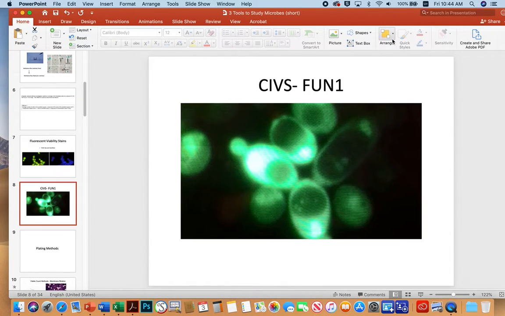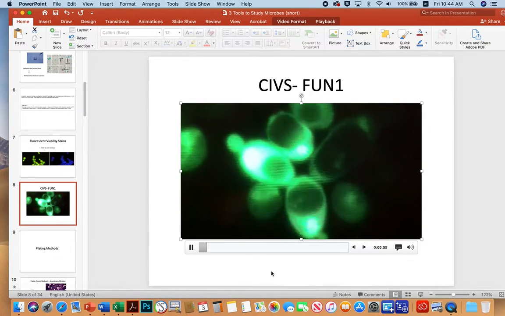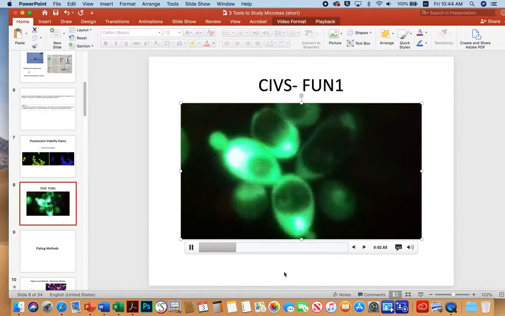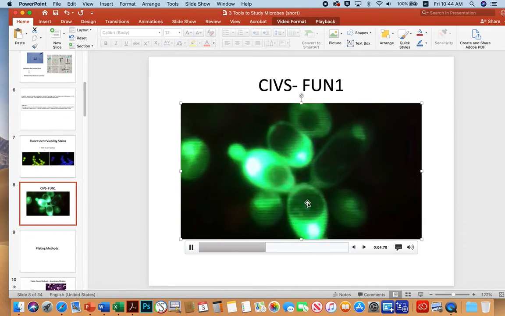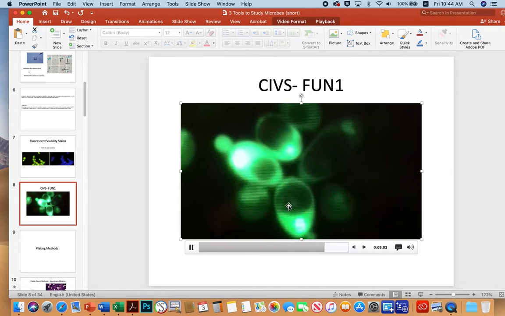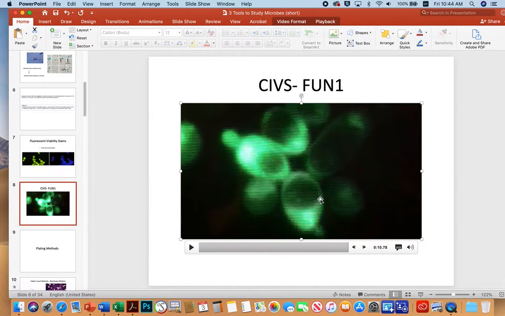And so this is a brief video of one that I did. So here's a live cell, and you can see the CIVs bouncing around in this vacuole. Anybody who has a vacuole with these CIVs in it is considered viable, and anybody that doesn't is not viable. It's a very expensive dye, so I don't use it as frequently in class anymore, but we found that methylene blue works really well.